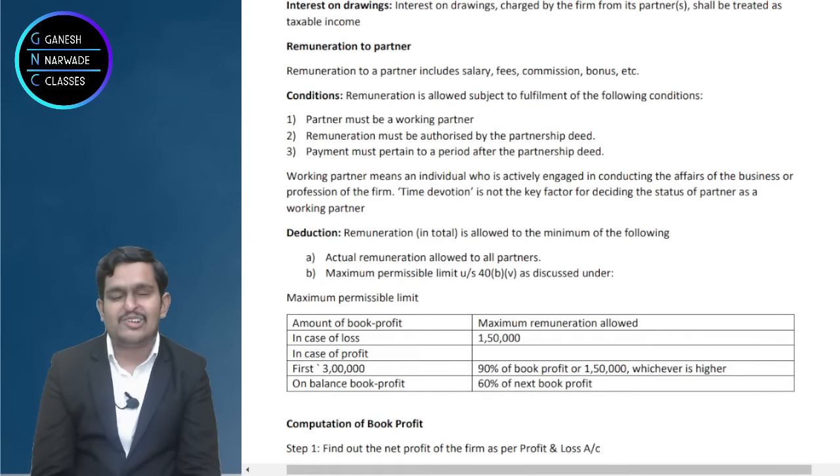Minimum of the following two, that is actual remuneration paid or maximum deduction as per section 40B, whichever is lower, will be allowed as deduction. Actual will be given in the question, so we don't have any problem with it. What is maximum deduction as per section 40B? Again we have to compute.